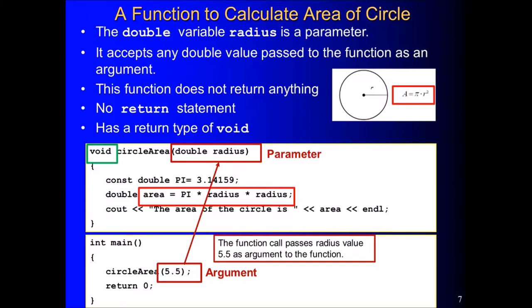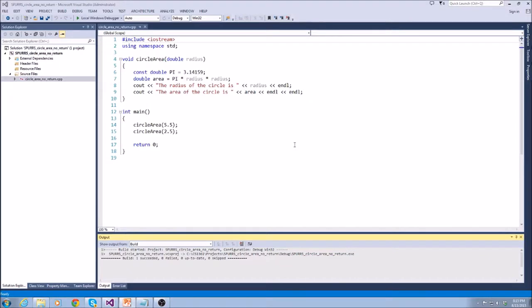Time to take a look at this program in Visual Studio. All right, we got this program where we got the function circle area that demonstrates what we have been talking about. It takes radius as a parameter, a double variable. Main calls this function twice, line 14 and 15, once passing 5.5 as the radius, next passing 2.5 as the argument value. All right, let's run this program through the debugger and see how the control passes from main to the function.